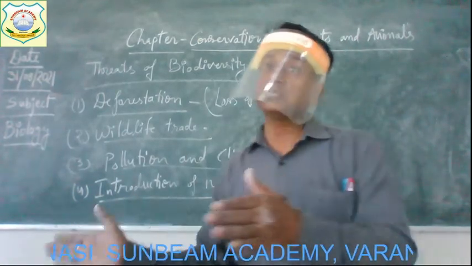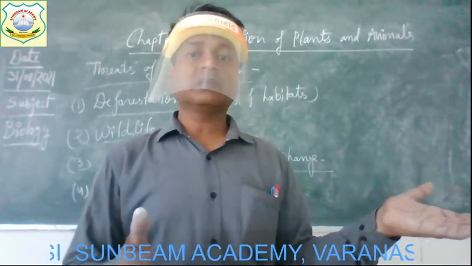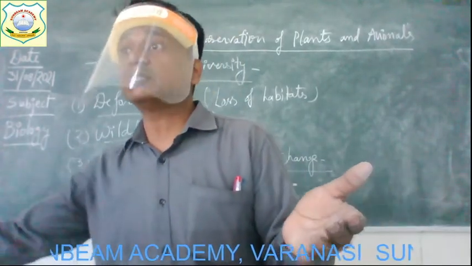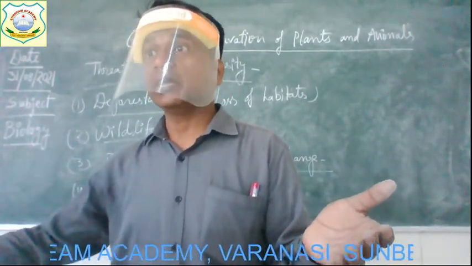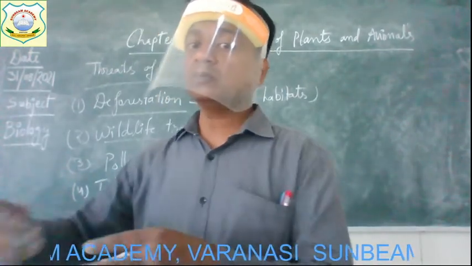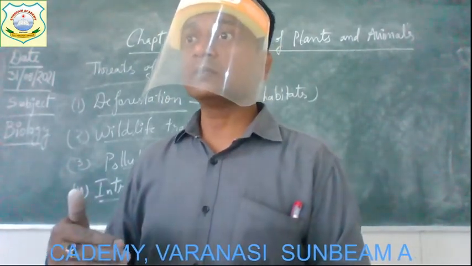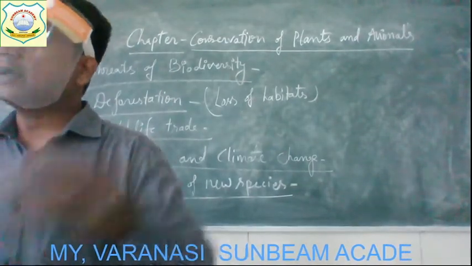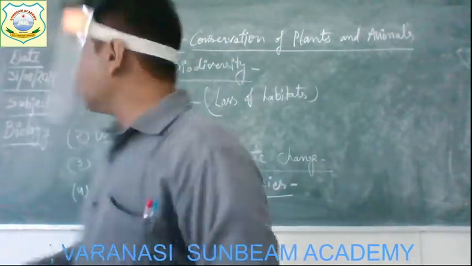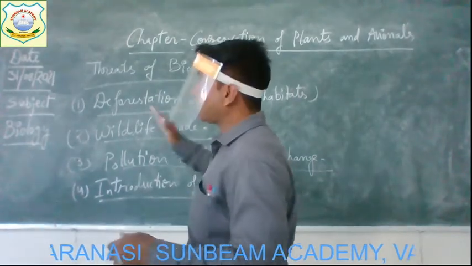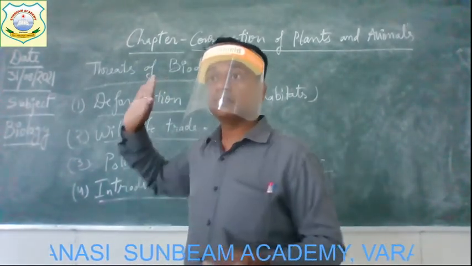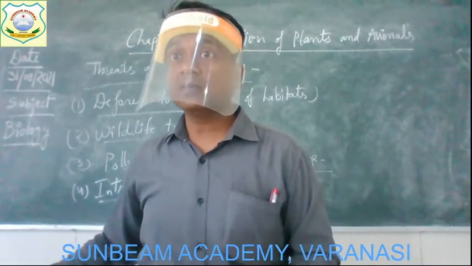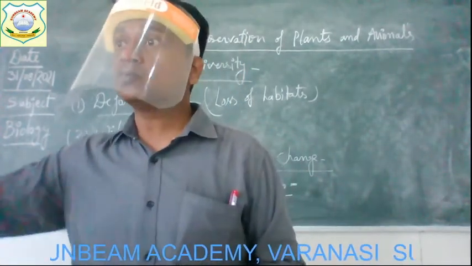When a new species enters a particular food chain, that new species is responsible for damaging the other species. So some species are going to finish because of their death, and the new species are going to enter. So this introduction of new species is also one of the threats to biodiversity, because it is going to affect the overall food chain of the ecosystem.